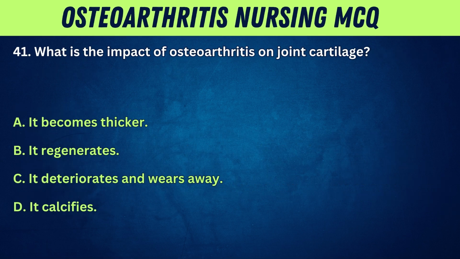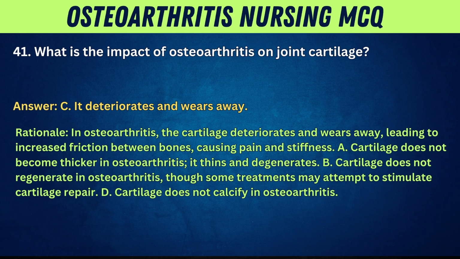41. What is the impact of osteoarthritis on joint cartilage? A. It becomes thicker. B. It regenerates. C. It deteriorates and wears away. D. It calcifies. Answer: C. It deteriorates and wears away. Rationale: in osteoarthritis, the cartilage deteriorates and wears away, leading to increased friction between bones, causing pain and stiffness.